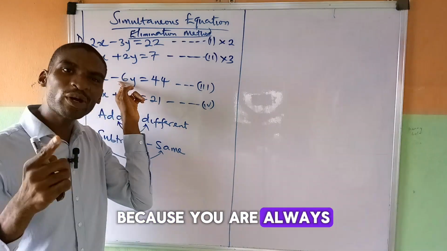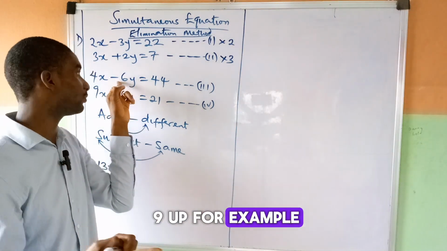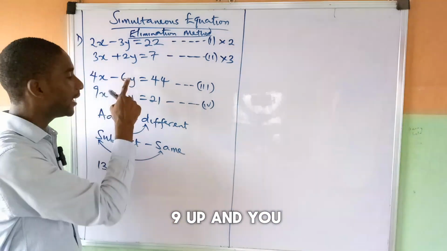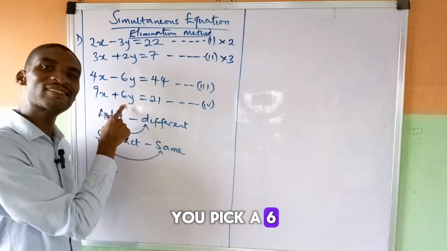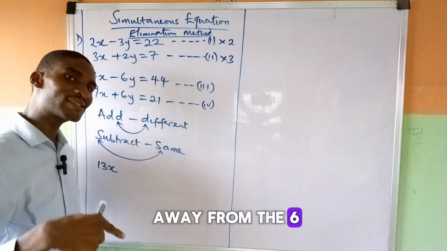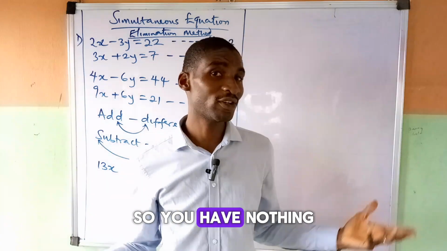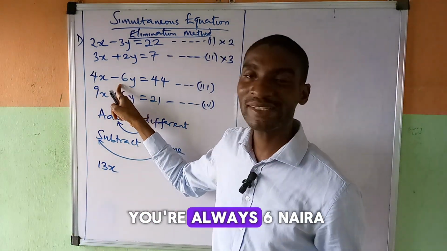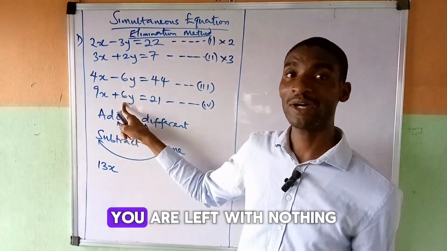Why? Because you are owing 6 naira. Let's use Nigerian naira for example. You are owing 6 naira and you have 6 naira with you. So if you pay the 6 naira that you were owing from the 6 naira that you have with you, what will be left is 0. You have nothing left. So when you are owing 6 naira and you have 6 naira and you pay the 6 naira, you are left with nothing.